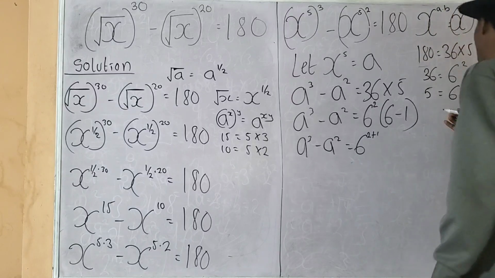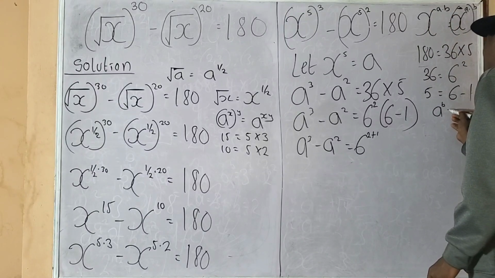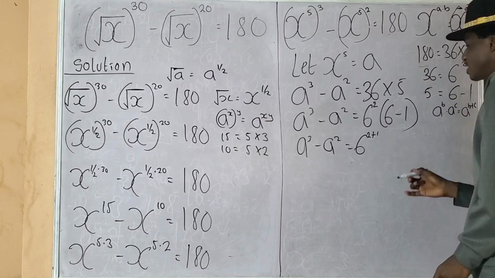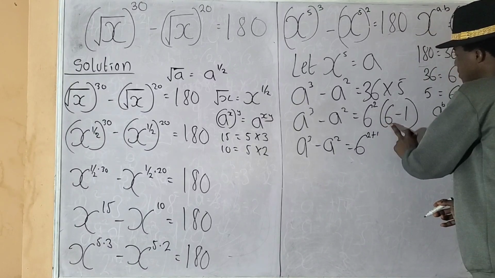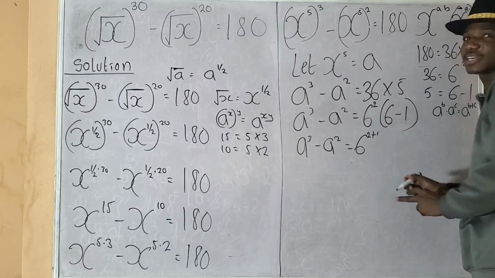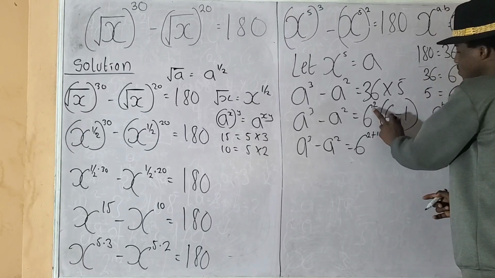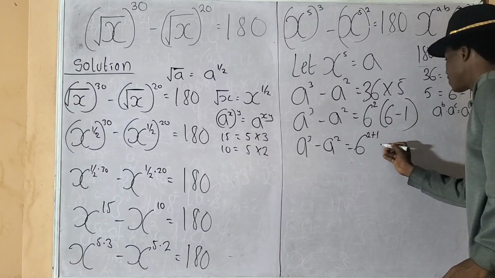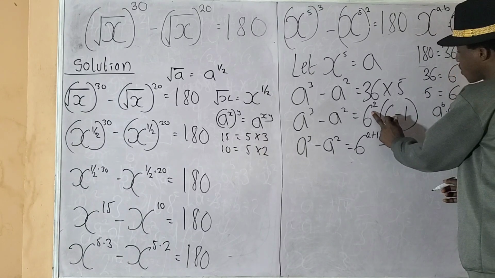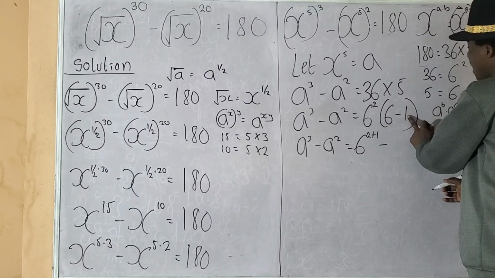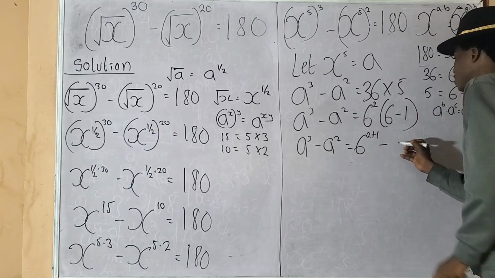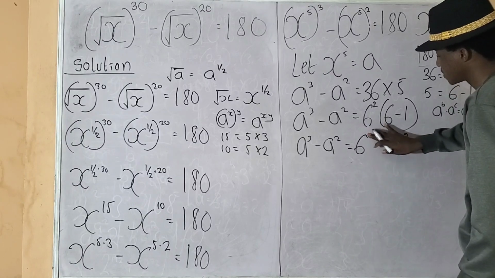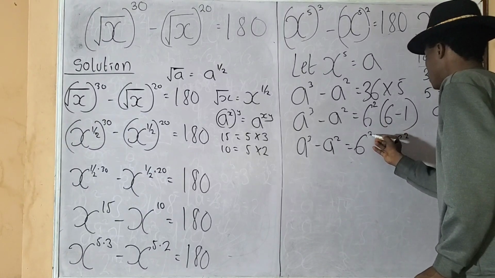Do you know why? If you have a raised to the power of b multiplied by a raised to the power of c, this will give us a raised to the power of b plus c. So 6 raised to the power of 2 multiplied by 6, this 6, the exponent is 1. So I'm going to have 6 raised to the power of 2 plus 1, minus 6 raised to the power of 2 multiplied by negative 1. What are you going to have? You're going to have negative 6 raised to the power of 2. Now, 2 plus 1 will give us 3. So we're going to have 3 here.